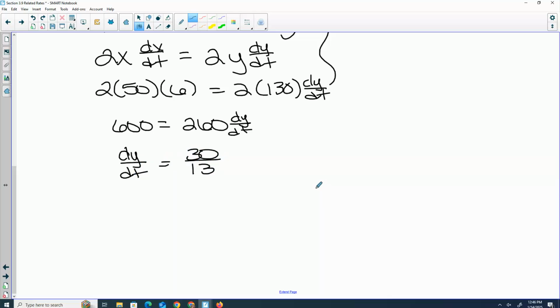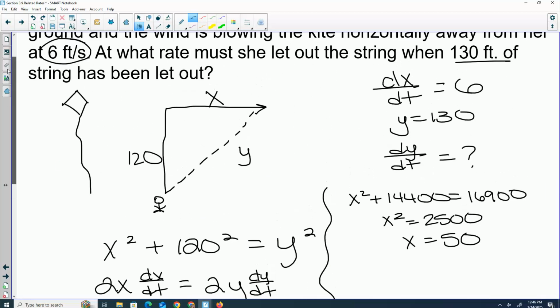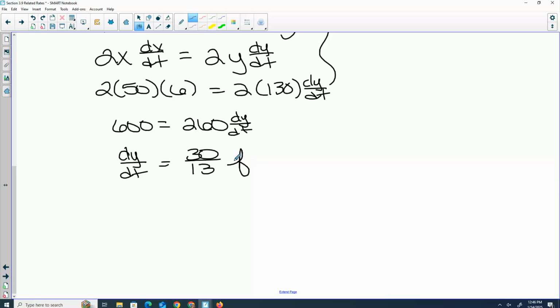Over 13. How many units? Y was measured in feet, and t, time, was measured in.